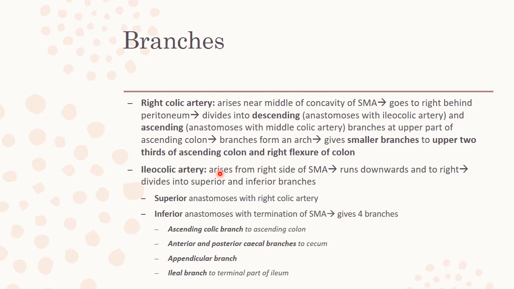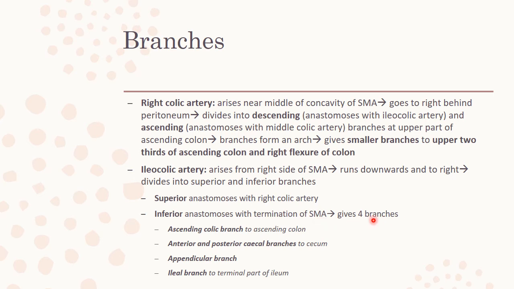The ileocolic artery also arises from the right side of the superior mesenteric artery. It's a large branch to do so. It runs downwards and to the right, and then it divides into superior and inferior branches. This superior branch will anastomose with the descending branch of the right colic artery, whereas the inferior branch is the one which will anastomose with the termination of the superior mesenteric artery ultimately.